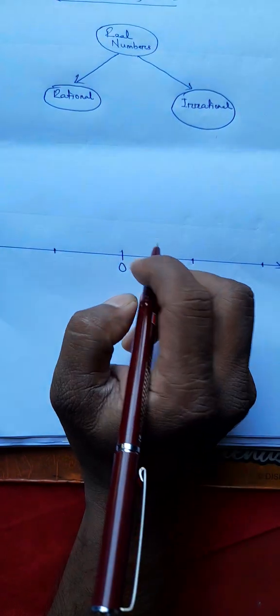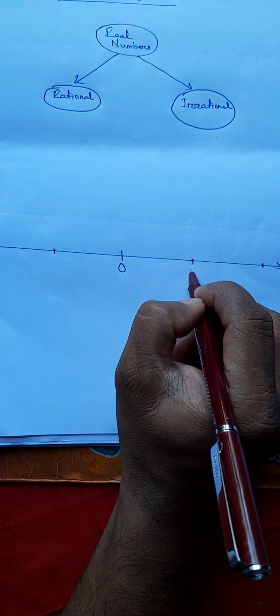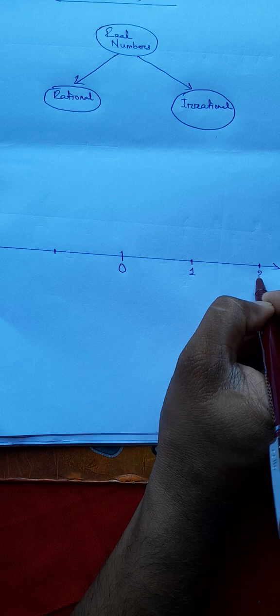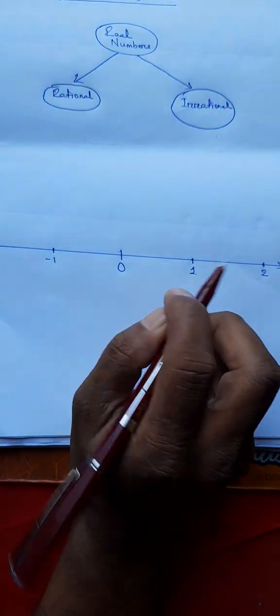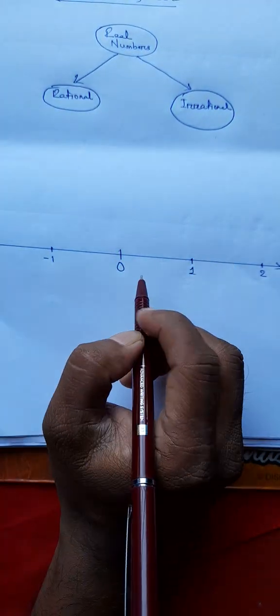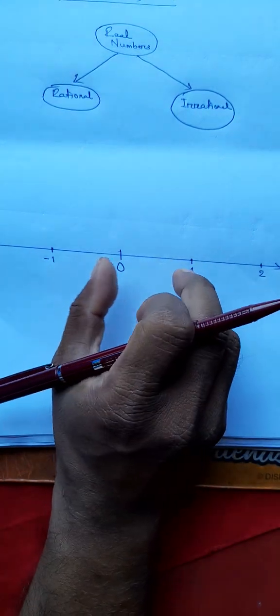Now let's recall the system of integers you studied earlier. You represent the integers on the number line. Starting from 0, to the right side you get positive integers, and to the left side you get negative integers, right? Now you see in between 0 and 1, in between two integers, you didn't find any integer.